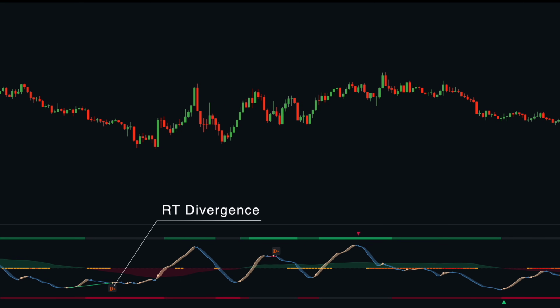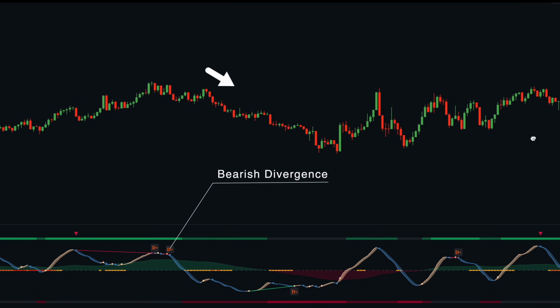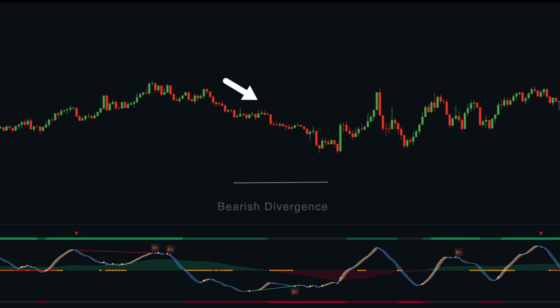The fifth component is real-time divergences. Equipped with a custom algorithm, the indicator detects real-time divergences between price and the oscillator. This dynamic feature enhances your ability to spot potential trend reversals as they occur.